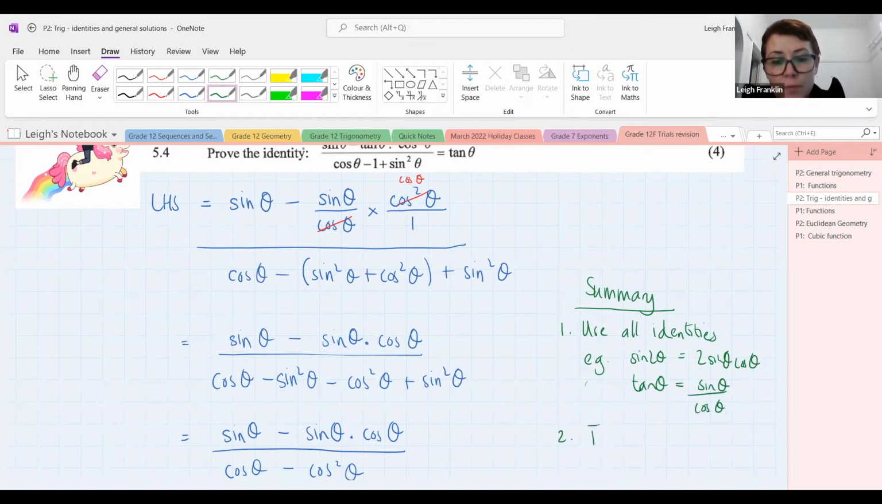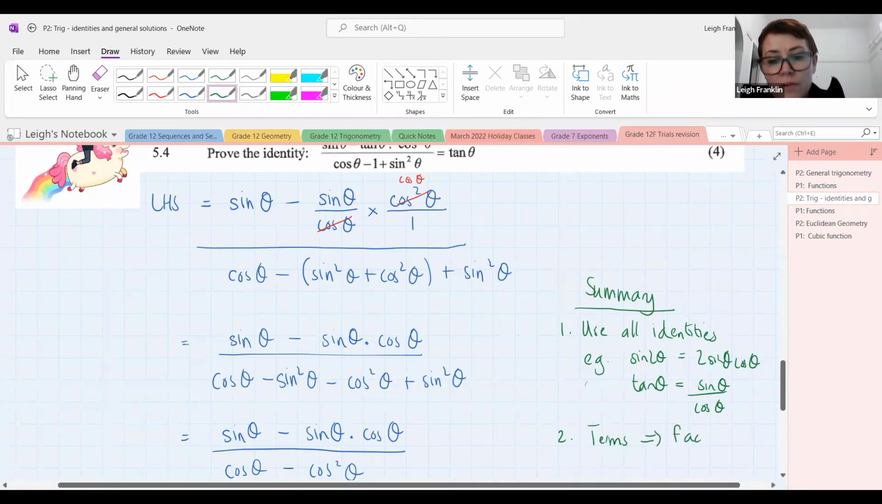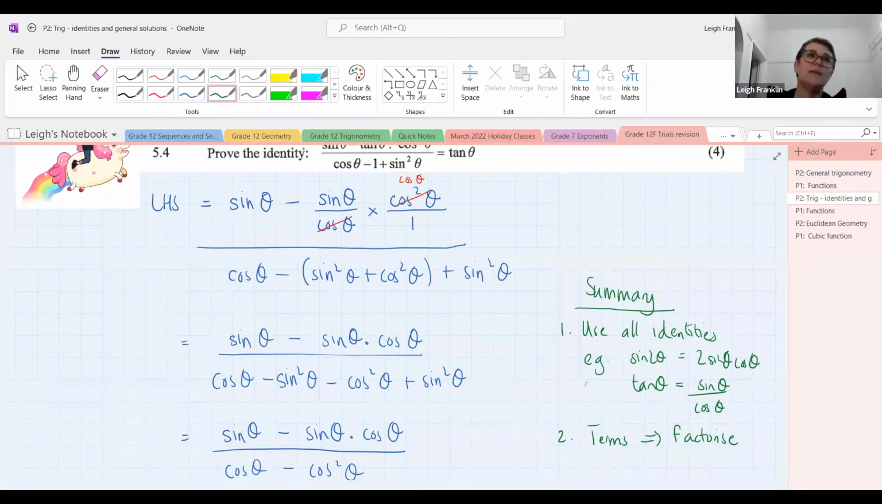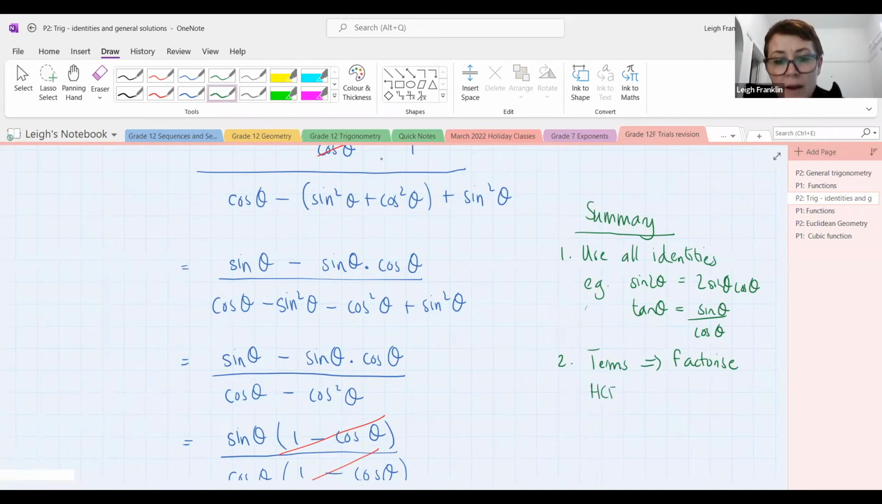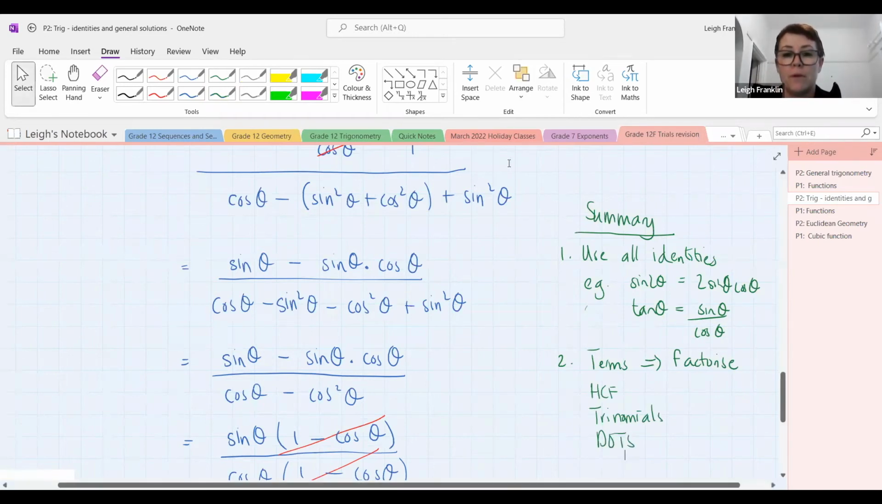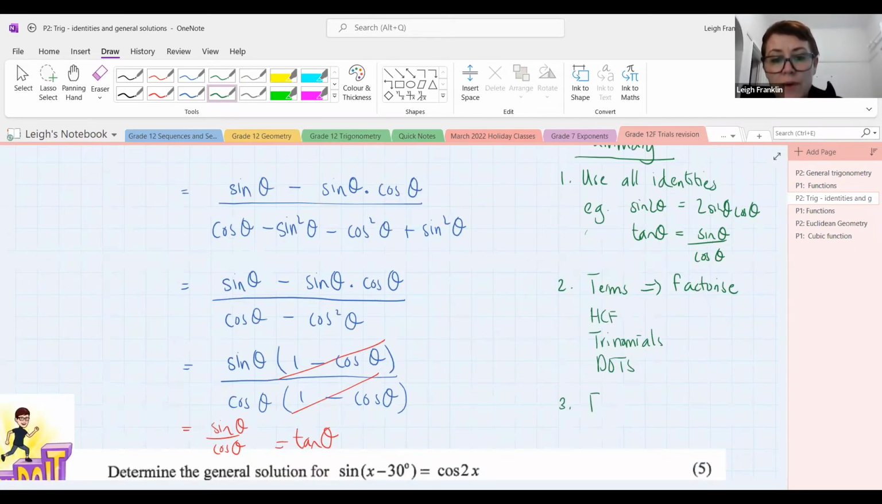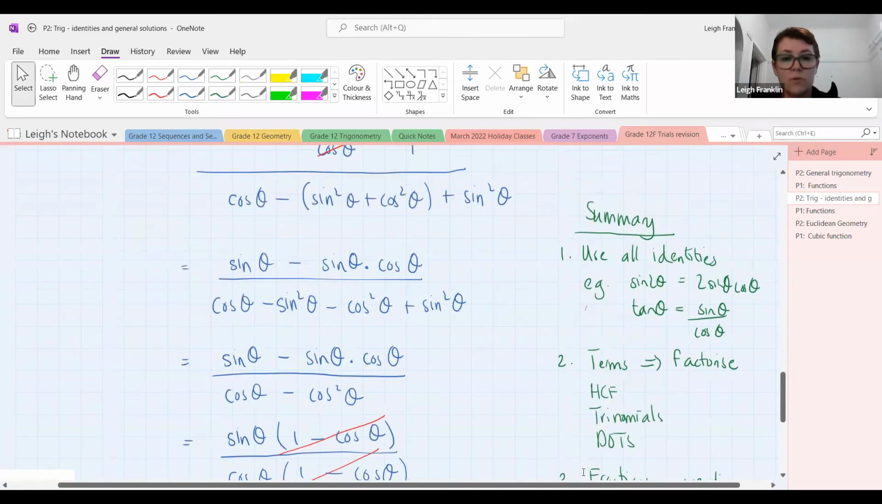The second thing is when you have terms, bear in mind that you need to factorize, right? But you often have to apply an identity before you're able to factorize. The sorts of factorizing that you might have to worry about: highest common factor, trinomials, sometimes difference of two squares. The other thing that you have to be aware of is what happens with fractions. Are you multiplying fractions? Are you adding or subtracting? So the different operations with fractions. You've got to be able to add, subtract, multiply, and divide. Those are just some strategies that you can use when you look at these sorts of questions.